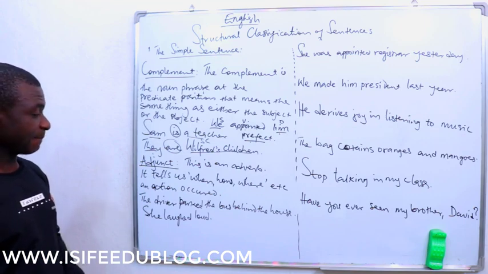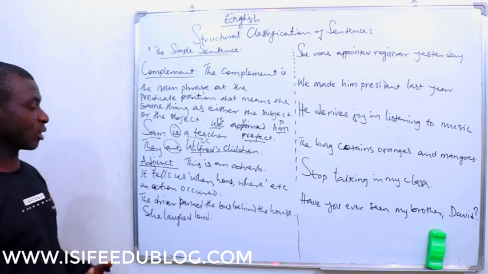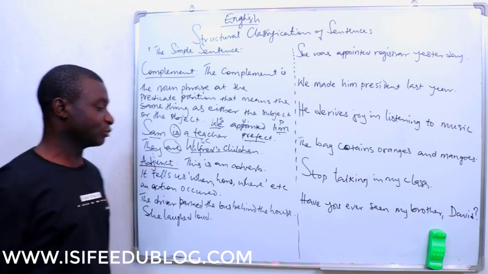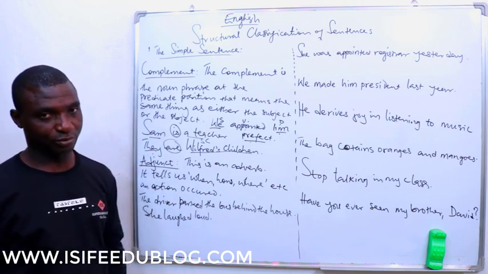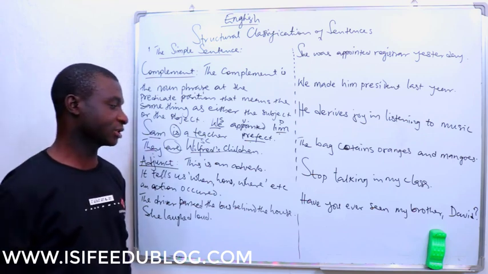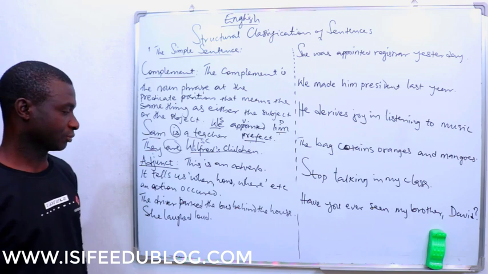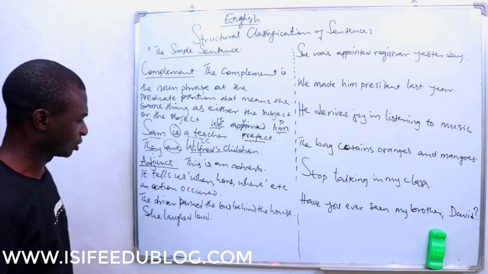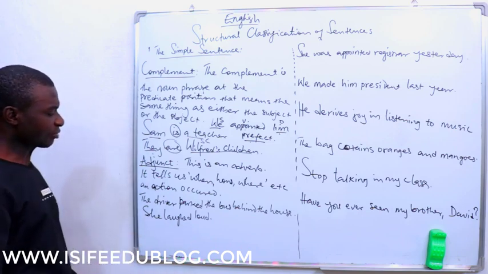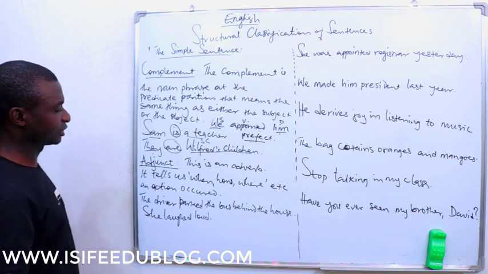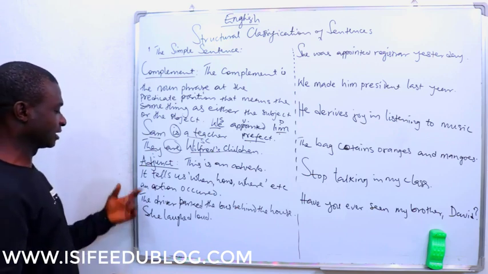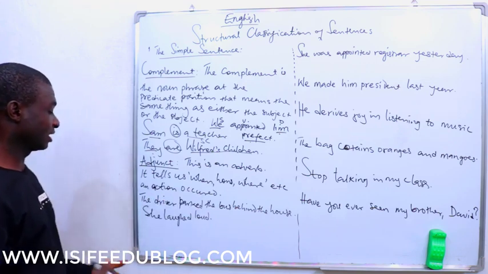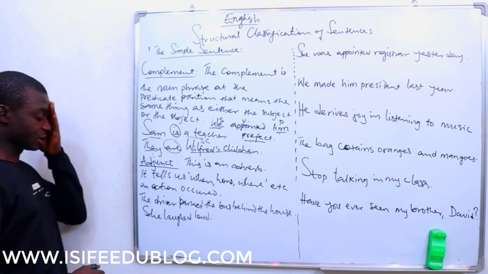Alright? The next one is adjunct. Adjunct is a term used to describe adverbs in action. There are disjuncts, there are conjuncts. So, adverbs in action could be called adjunct, disjunct, or conjunct. Now, this is an adverb and it tells us when, how, where, etc. an action occurred.